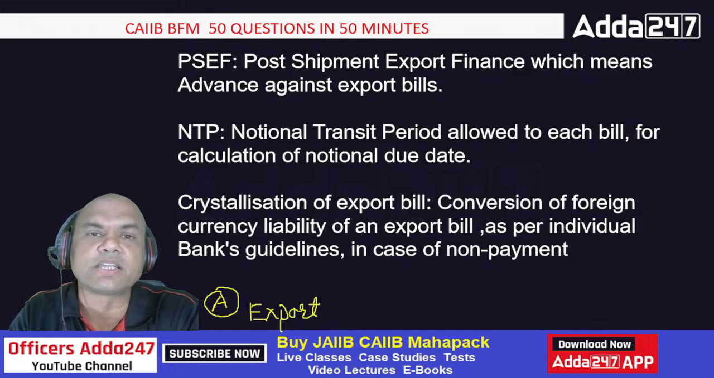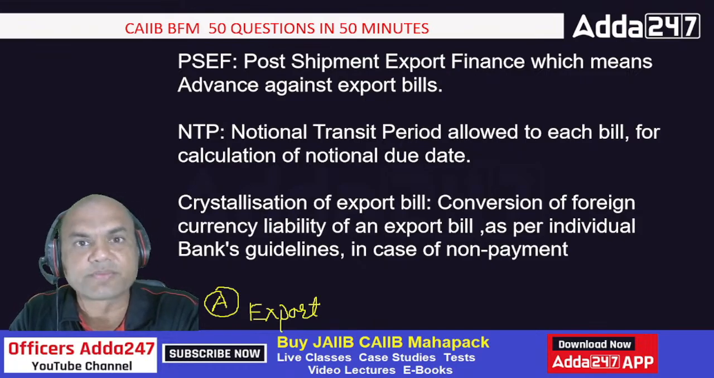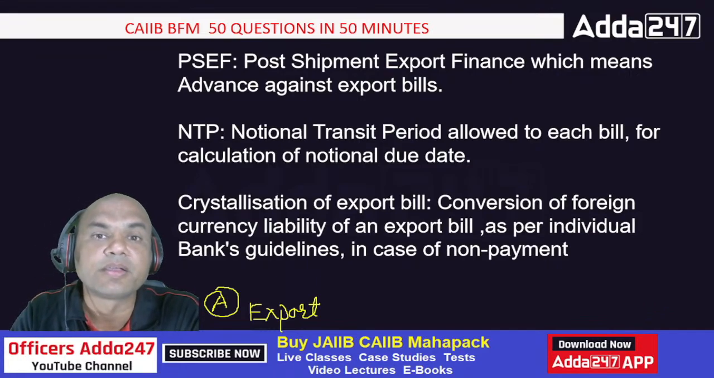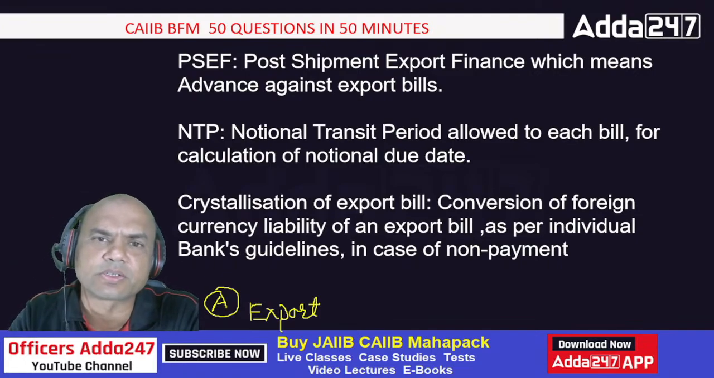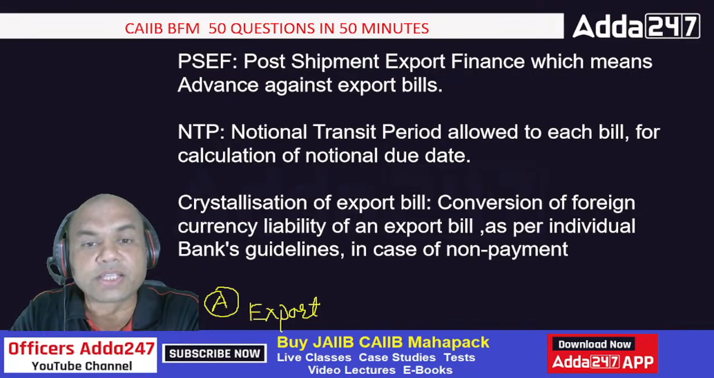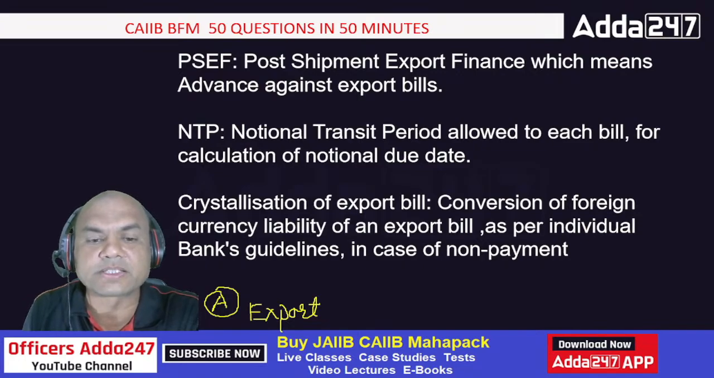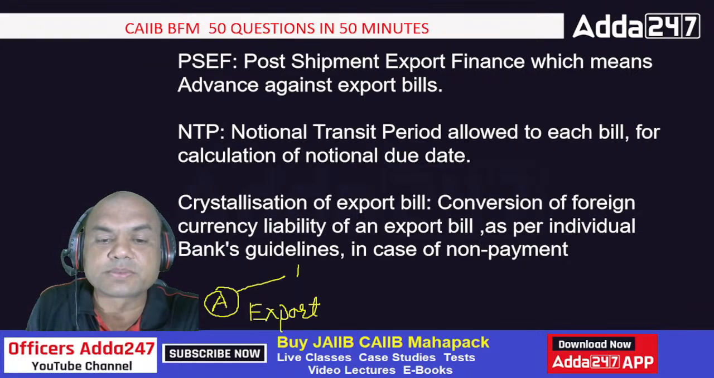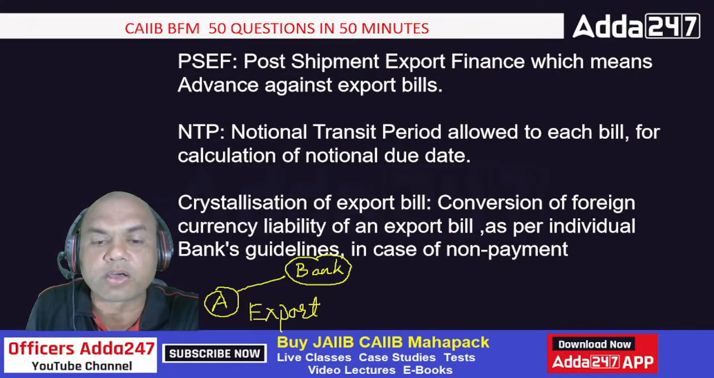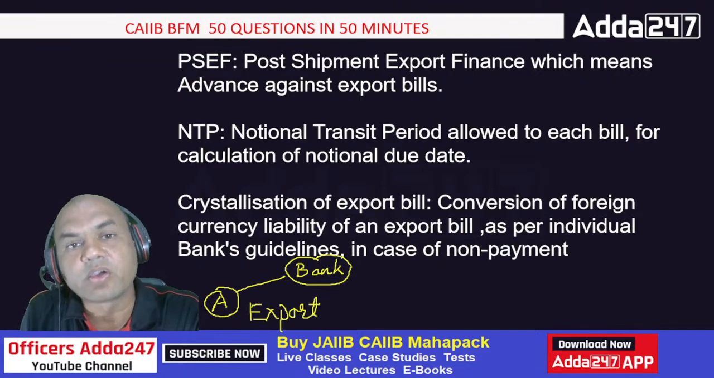It's always: invoice, insurance, then bill of exchange, bill of lading, packing list, and certificate of origin. These are the minimum 6 documents. Now these documents are submitted by the exporter to whom? To his bank. This bank is called the exporter's bank, or negotiating bank, or confirming bank.